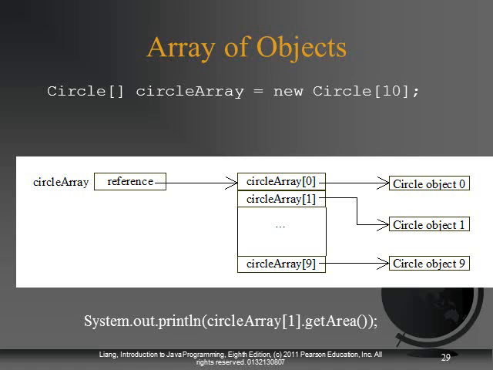So when we invoke, for example, using the first element, circleArray bracket 1 bracket dot get area, as in the system out statement, there's two levels of referencing going on here. As shown in the figure, first of all, the variable circleArray references the entire array. And then circleArray bracket 1 bracket references that one particular circle object. And we see bracket 1 references a different circle object and so forth.